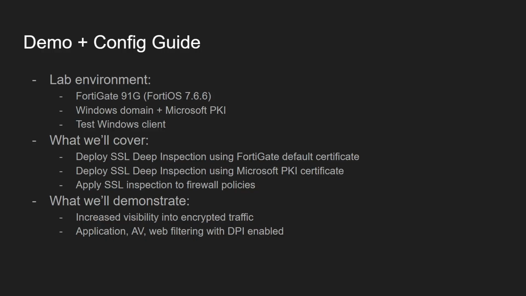From there, we'll apply the SSL inspection to firewall policies and demonstrate the different features we can use. We'll also look at the amount of visibility we gain into the encrypted traffic, and how features like web filtering, application control, and antivirus become much more effective. We'll also do some real-world exemption handling, so for certain sites or applications that don't work well with inspection, we'll show how to bypass that. With that being said, we'll hop over to the FortiGate and get started.